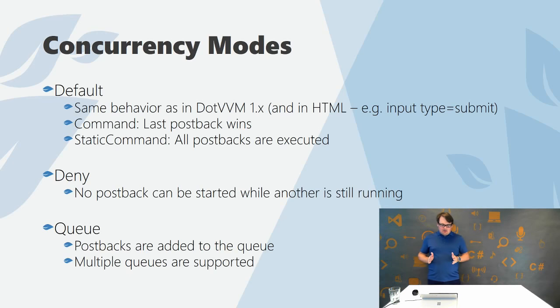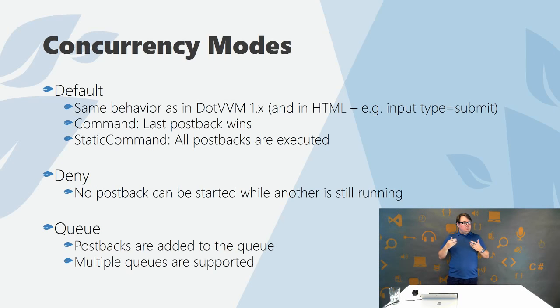In DotVVM, if you are using the command binding in default mode, only the last postback will be applied to the page. If I click the button multiple times, only the last result will be applied to the page. The previous ones will be just lost. They will go to the server, they will be executed, but the response will be thrown away.